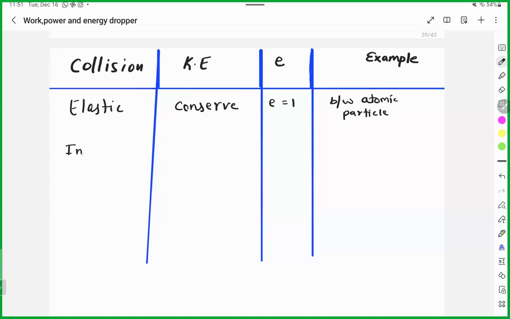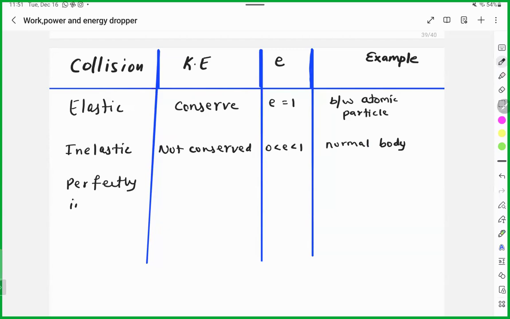Second is inelastic collision. In case of inelastic collision, kinetic energy is not conserved. So E value will be more than 0 and less than 1. And normal bodies normally have this type of situation. Correct?